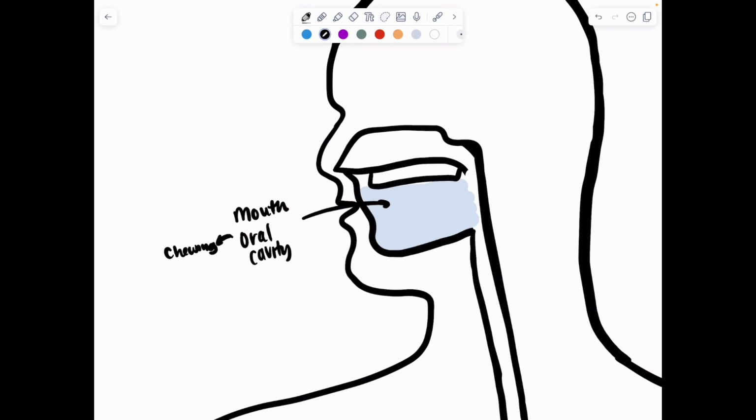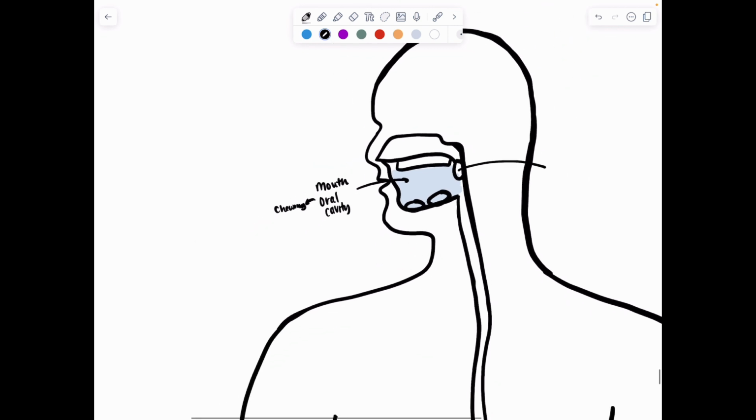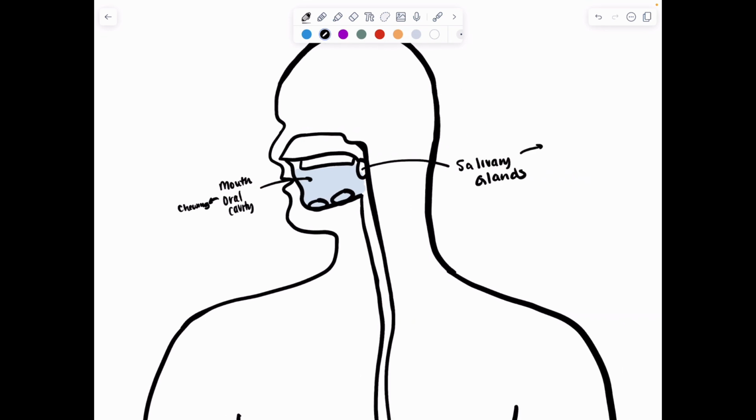We also have three types of glands that are helping out, and those are known as our salivary glands. And our salivary glands, there are three of them. We have our parotid, our sublingual, and our submandibular. And they're going to create saliva.